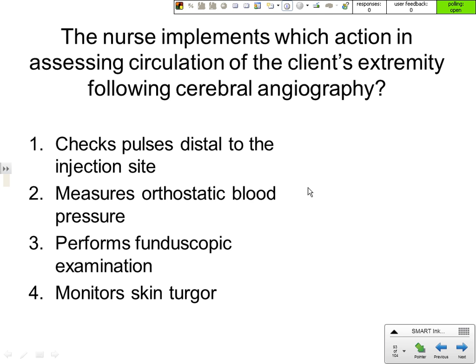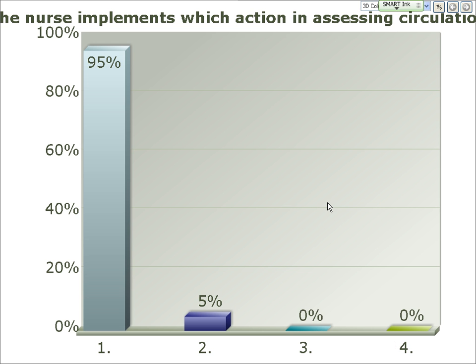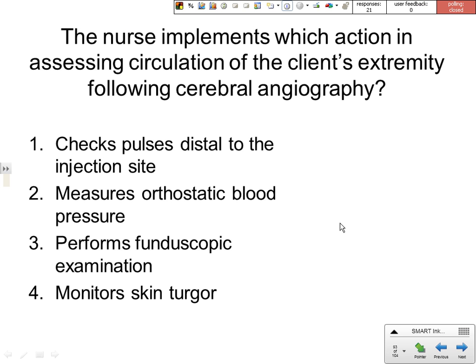The nurse implements which action in assessing circulation of the client's extremity following cerebral angiography? Checks pulses distal to the injection site, measures orthostatic blood pressure, performs fundoscopic examination, monitors skin turgor. Percent said check the distal pulses. Very good. Orthostatic blood pressure, we really don't care about that at this point. We need to make sure that they have good circulation to the extremities.